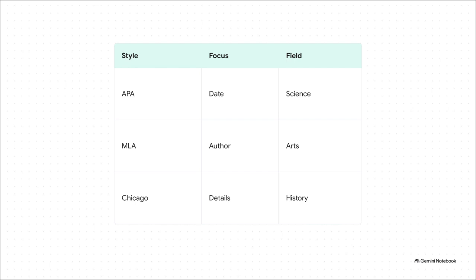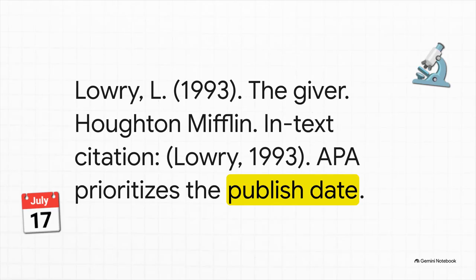And finally, the Chicago Manual of Style. It wants the whole shebang: who, what, where, and when. You'll see that a lot in history or publishing. Let's see how these look using the exact same source. Lois Lowry's famous book, The Giver.